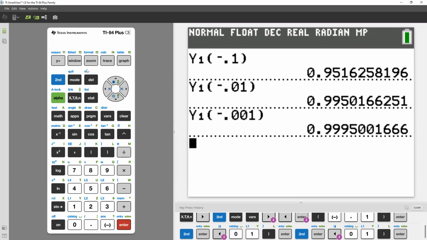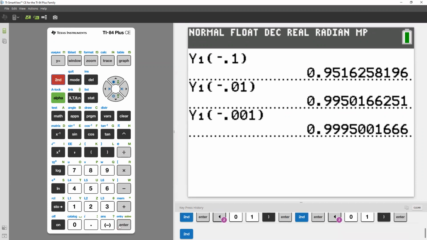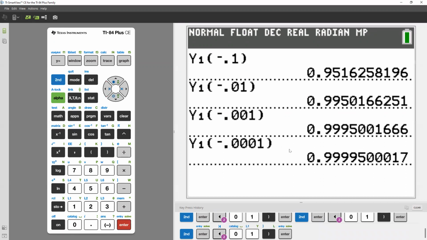Okay, so what's happening to this number as x gets closer to 0 from the left? What's happening to the y value? That's what we're interested in. So let's do another 0 here. And what do you know? We've got more 9s.